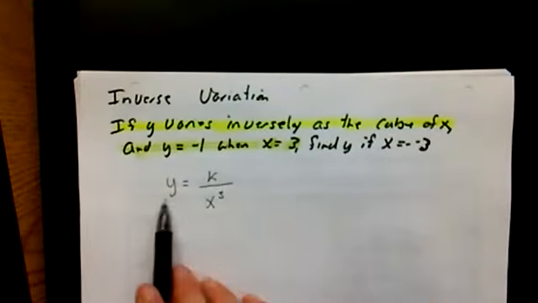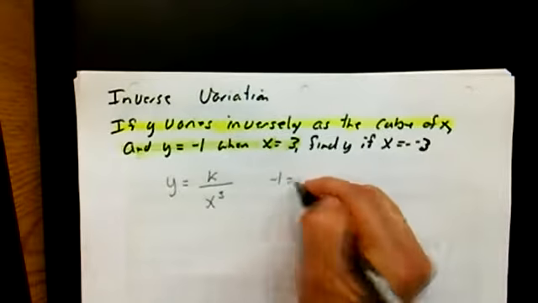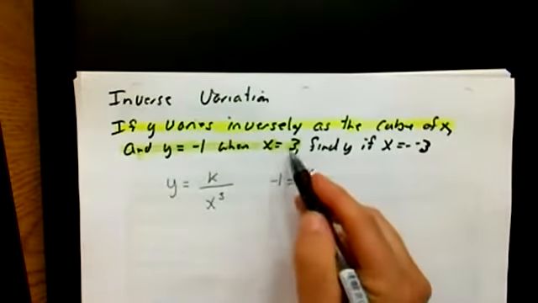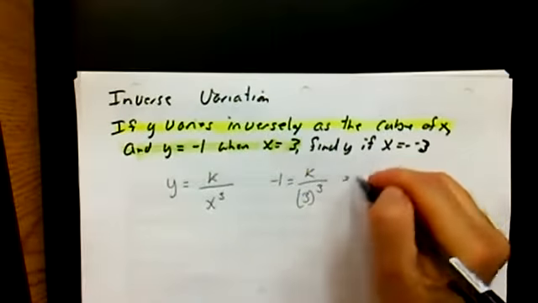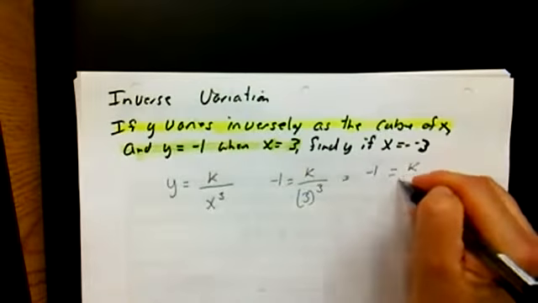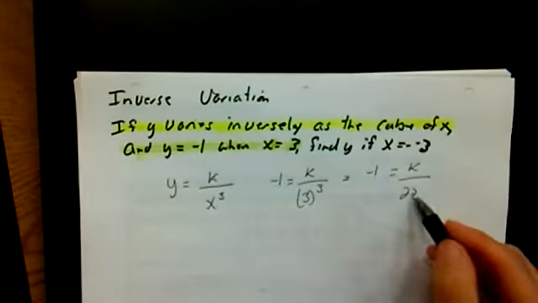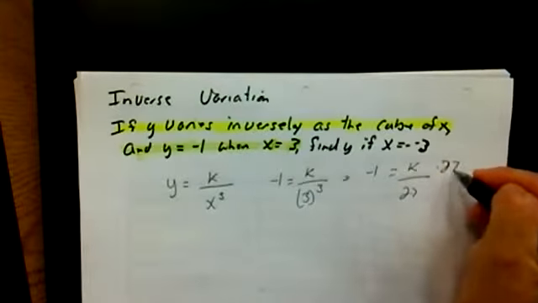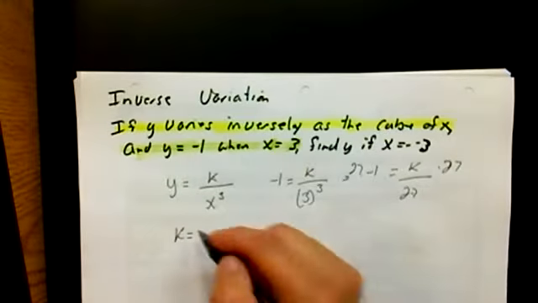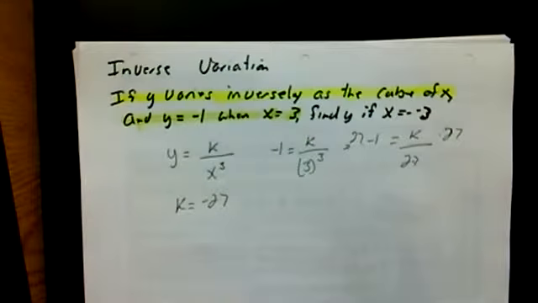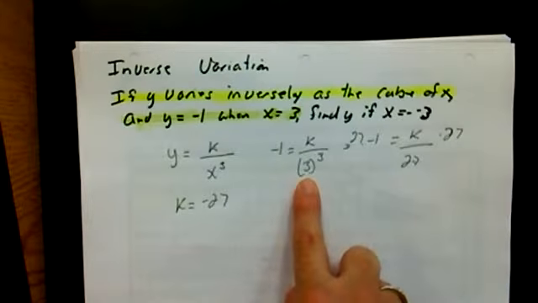So what I want to do is plug these numbers in. So y is -1, k is k, and x is 3, but I want it cubed. So I have -1 is equal to k over 27. To remove the 27, I multiply both sides by it, and I find out that k is equal to -27. We all good there? Okay. Questions? Because it said cubed, so I had to cube my 3.